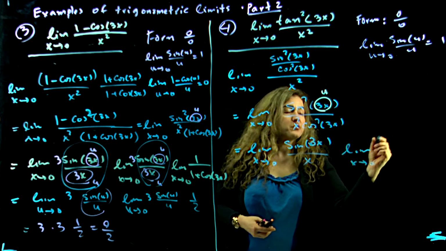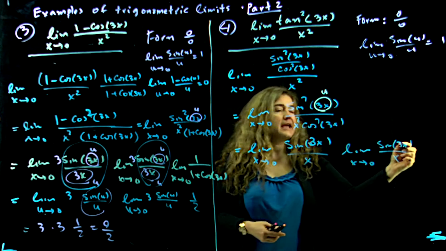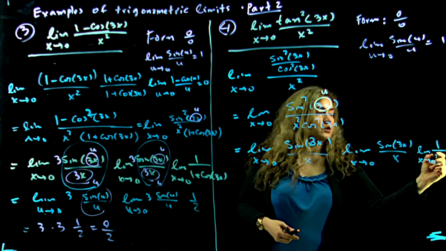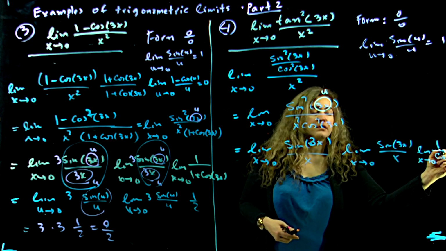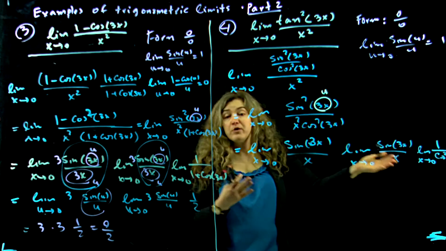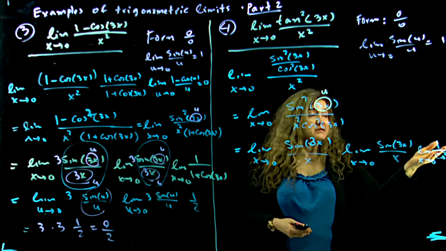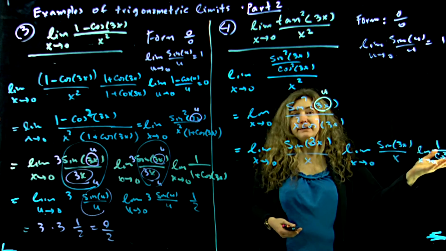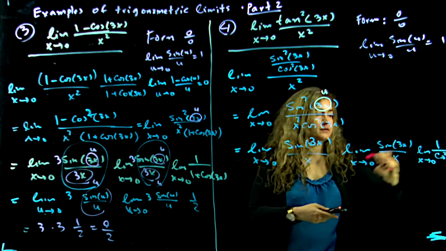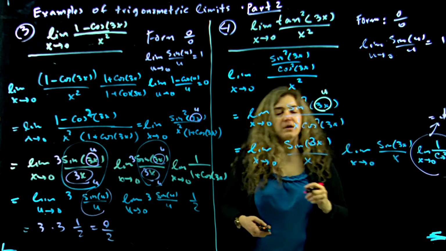Then limit as x approaches 0 of sine of 3x over x, and then I have limit as x approaches 0 of 1 over cosine to power 2 of 3x. I didn't make the cosine 1 over cosine of 3x separately. Why? Because this one has a limit. And so when I plug in 0 in here, I get 1. And this is going to be equal to 1.